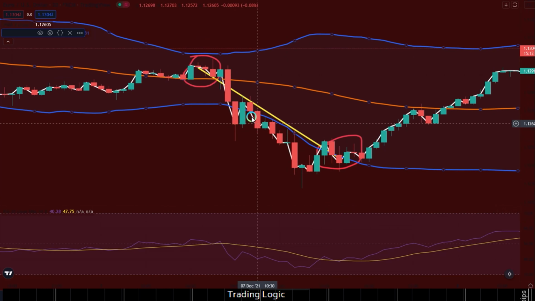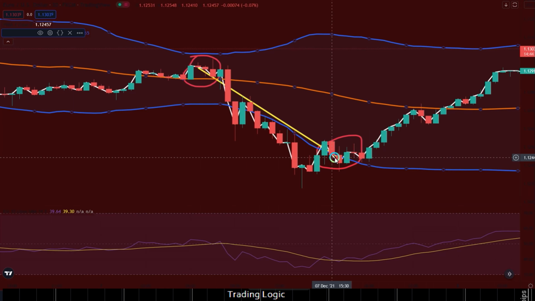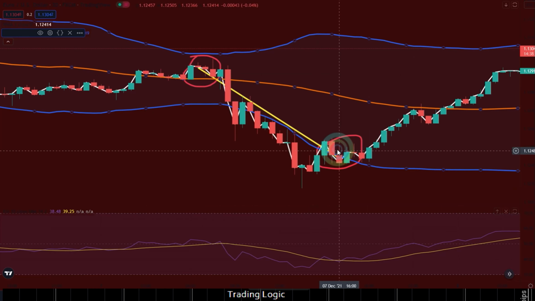You don't close the trade, because then you lower your probability, and you don't want to lower your probability to win and your risk to reward ratio, of course. I tell you one more time, we will need a weighted moving average that is 1 period, and a Bollinger Bands that is 2 deviation and 60 period, and we will use the lower line. And when the WMA crosses below the Bollinger Bands, you close the trade. It is that simple.